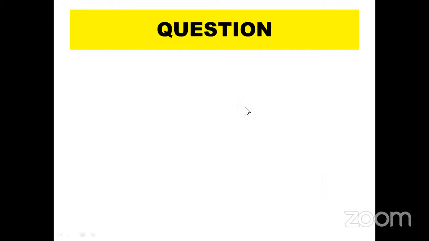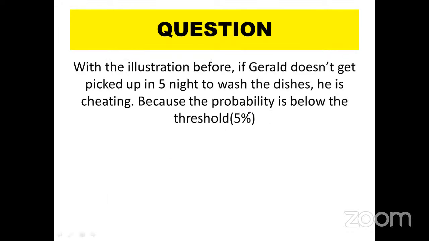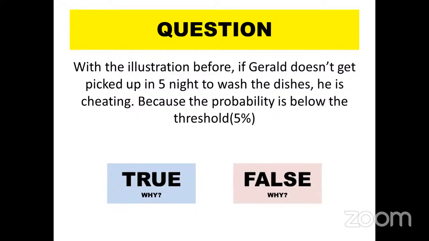The second question, with the illustration before: if Geralt doesn't get picked up in 5 nights to wash the dishes, he is cheating because the probability is below the threshold, which is 5%. So, is it true or false? And state why it is true and why it is false.